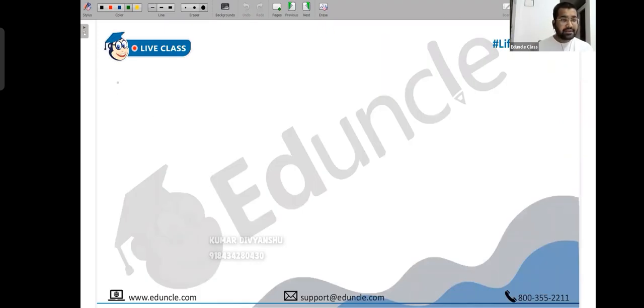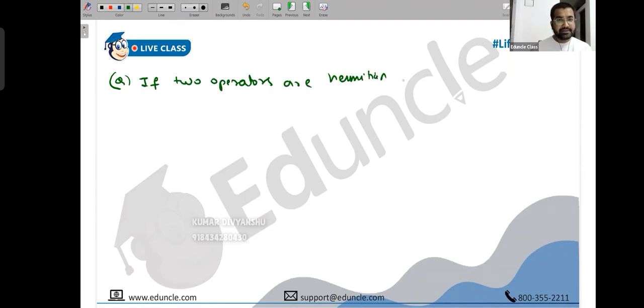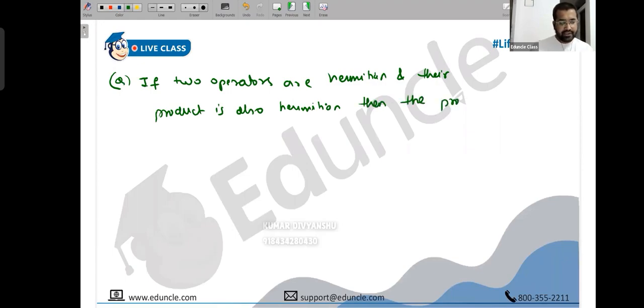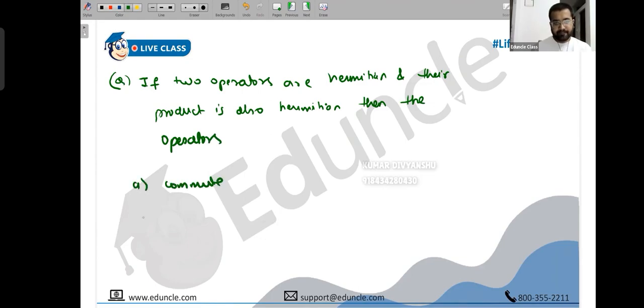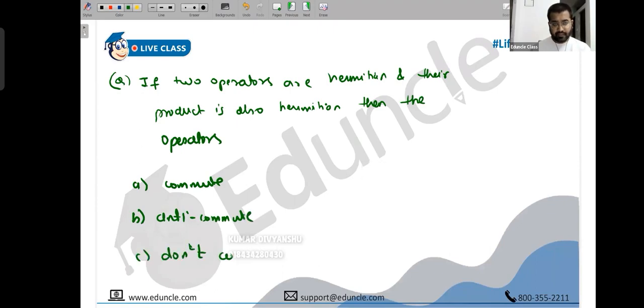We are starting with commutators. Let's take an example directly. There's a statement here, or I'll convert a statement into a question. So the question is, if two operators are Hermitian and their product is also Hermitian, then the operators, suppose I give you options: commute, anti-commute, do not commute. And D is the option where they say information is insufficient.